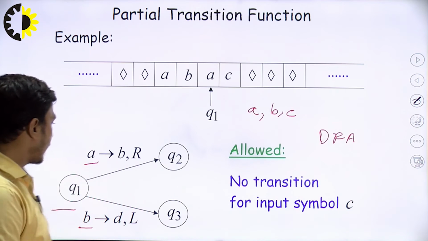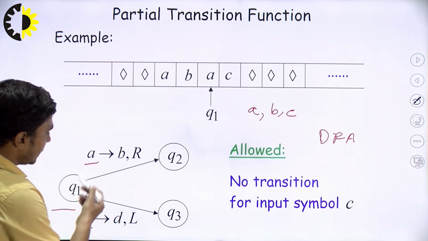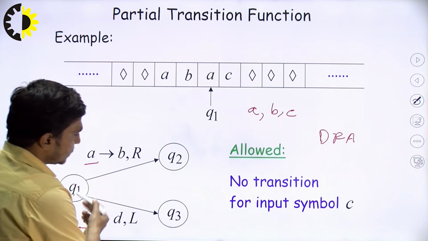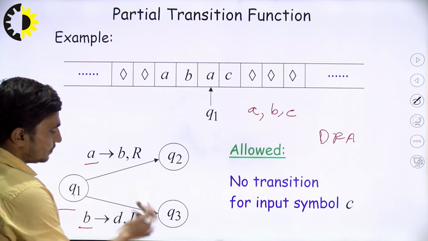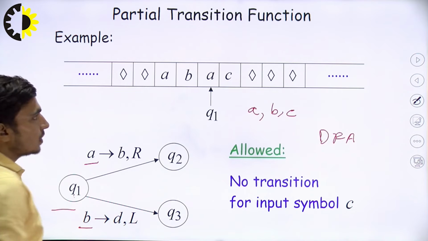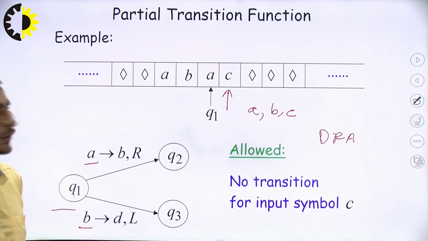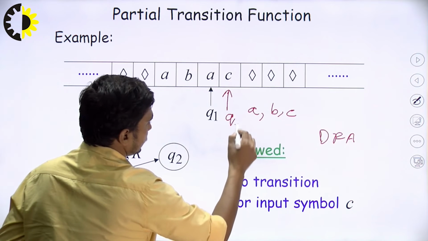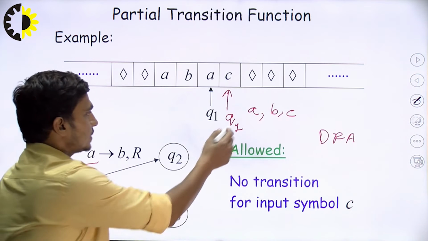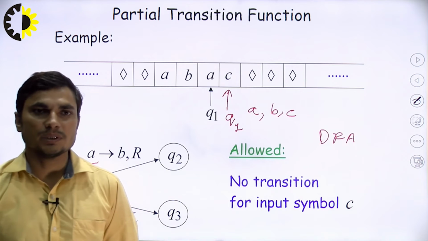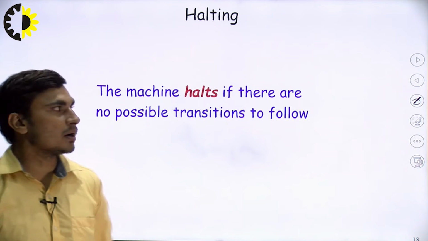Suppose after reading input A we change from state Q1 to Q2, and after reading input B we change the state from Q1 to Q3. Now let's suppose the input head is at input C and we are in state Q1. What will happen? We do not have any transition for state Q1 when reading input C. So in that case the machine will halt. That is known as the halting of the machine.